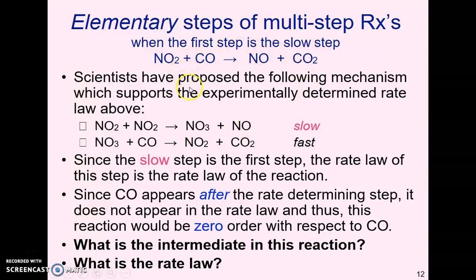And we notice that here, the slow step is first. Okay? So there's some question here. What is the intermediate of this reaction? If we take a look, what is the thing that is being made and then used up in the second step? Well, this is made in the first step and used up in the second step. So that's the intermediate of this reaction.